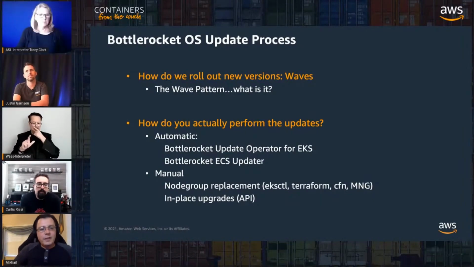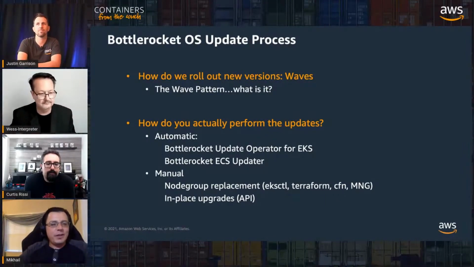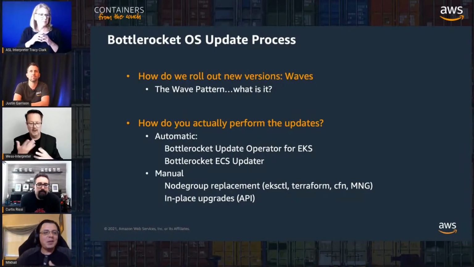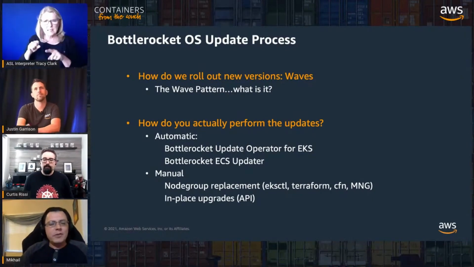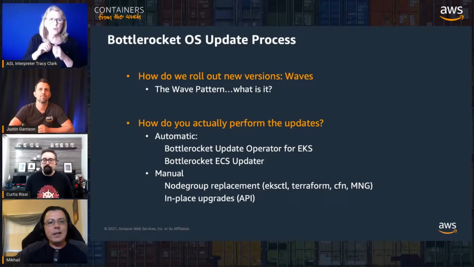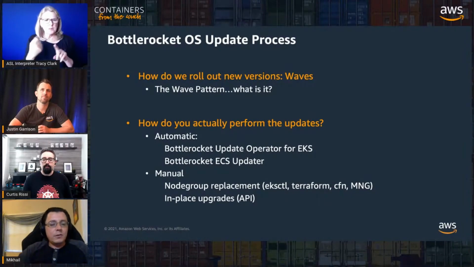Oh, for sure. So I think it's important to point out why we talk about the update process from the very beginning when we talk about Bottlerocket. This is the very first question that we get from our customers. Well, yeah, it's a new OS. Do you guys handle OS patching? How exactly is it going to work with a container orchestrator such as EKS or ECS? Do I need to do something manually, or is AWS going to handle all of that for me?